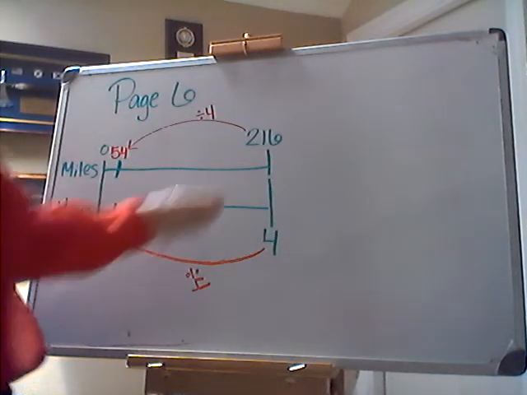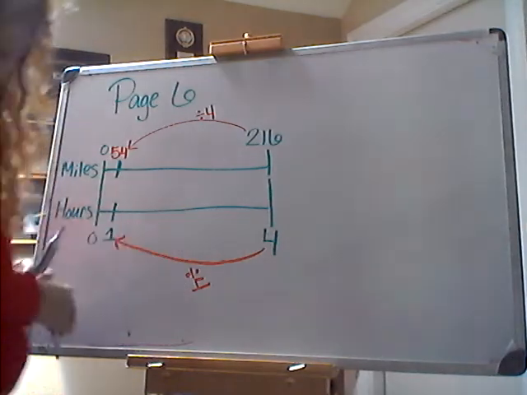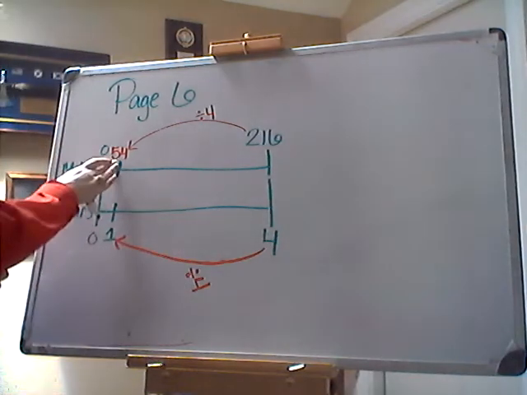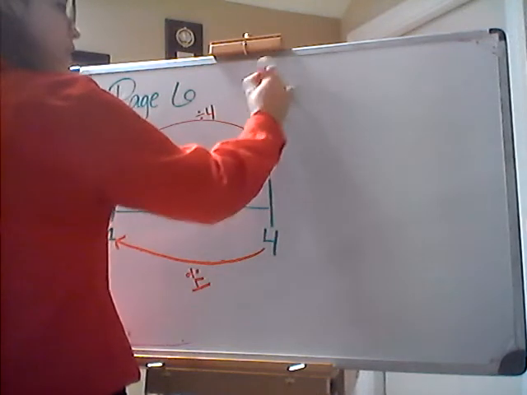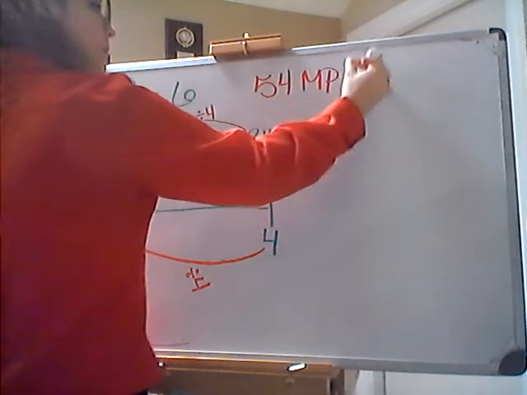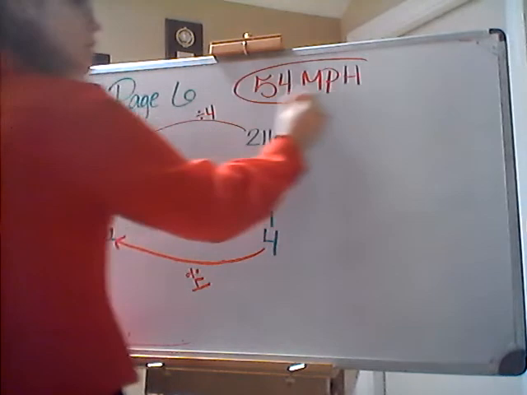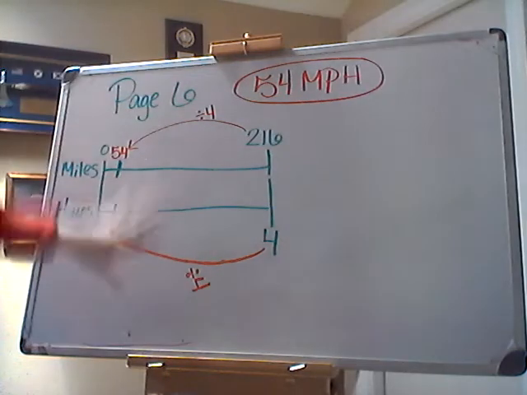So if Max goes 216 miles in 4 hours, he goes 54 miles in 1 hour, which means he's traveling at 54 miles per hour. Is your answer. So this is the official answer.